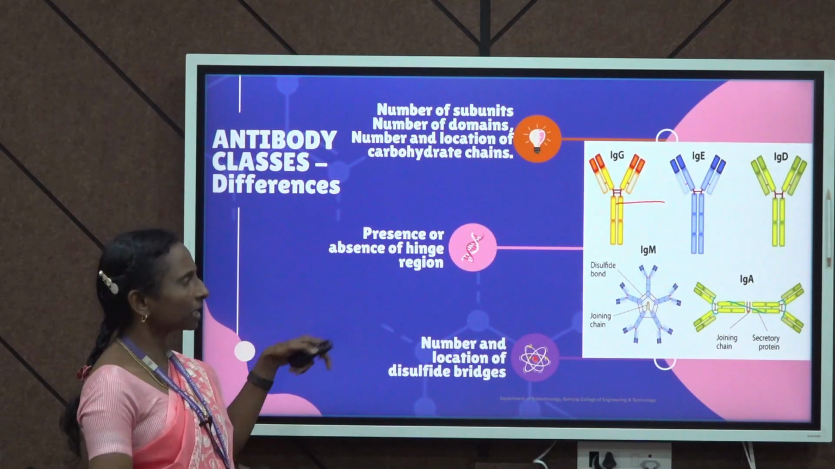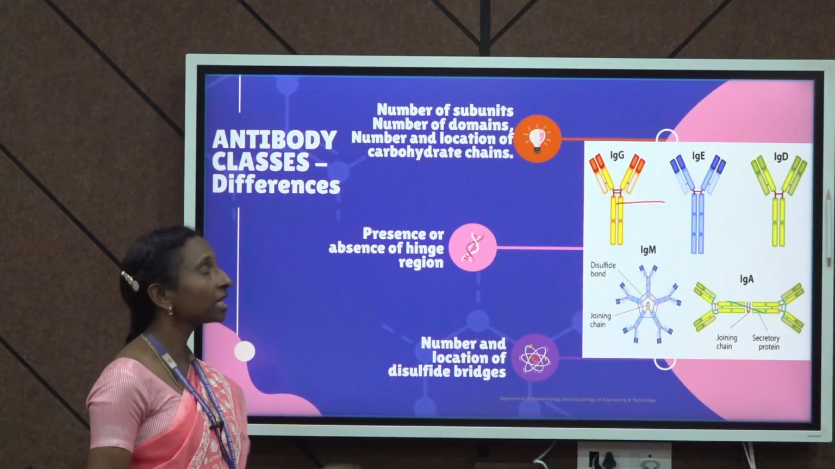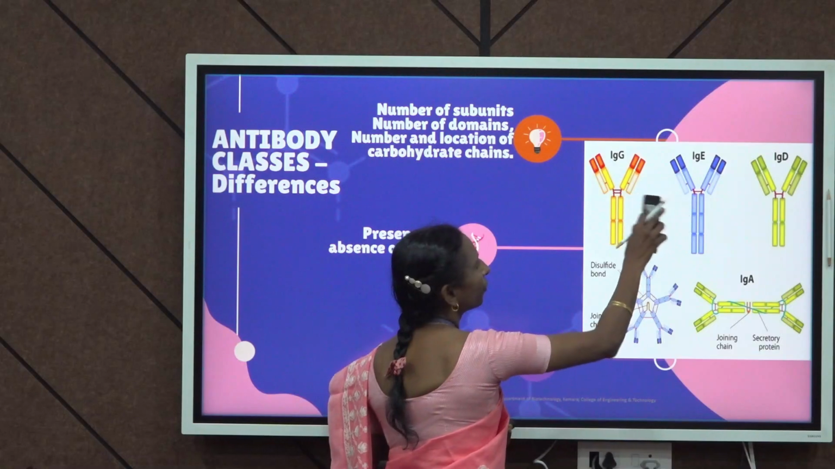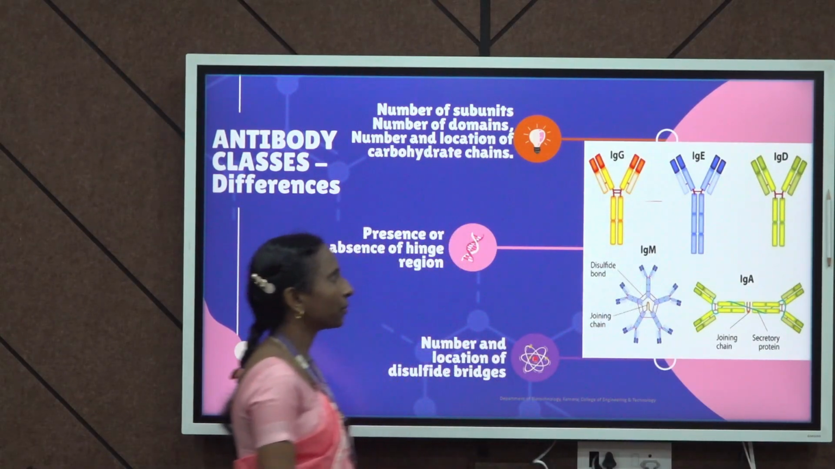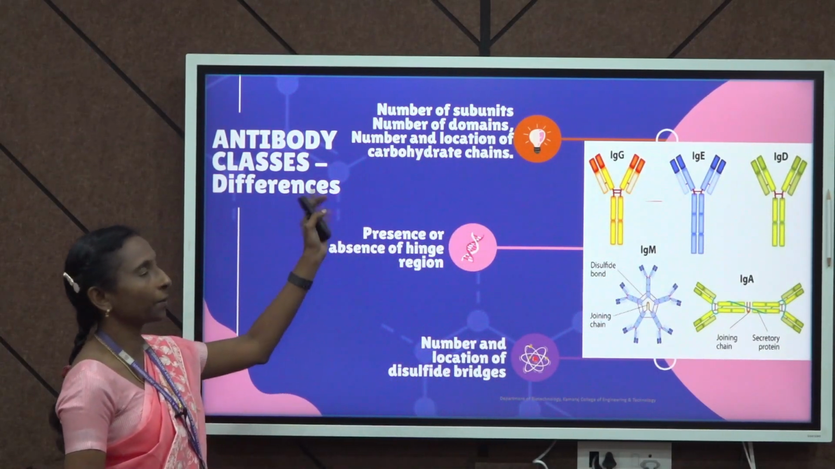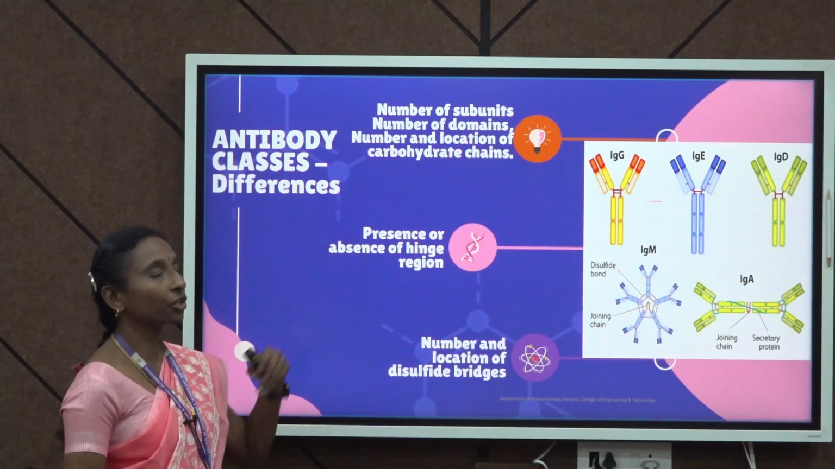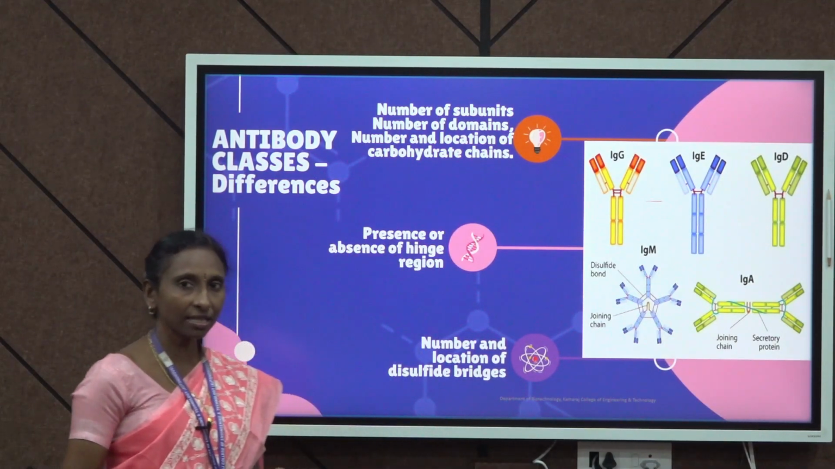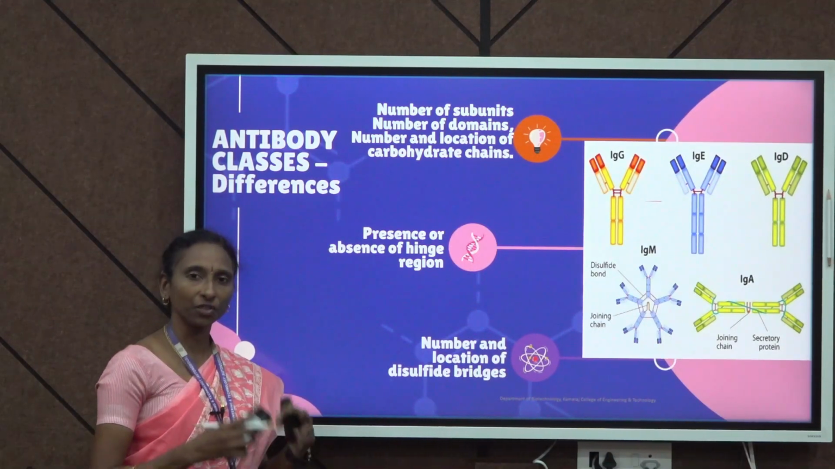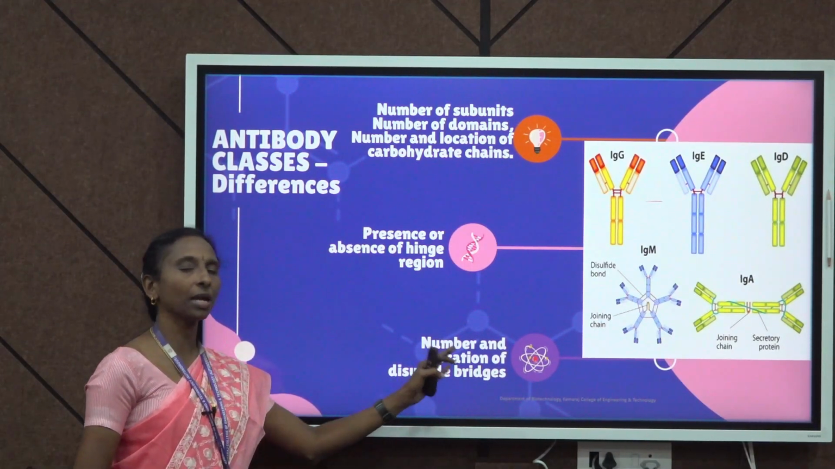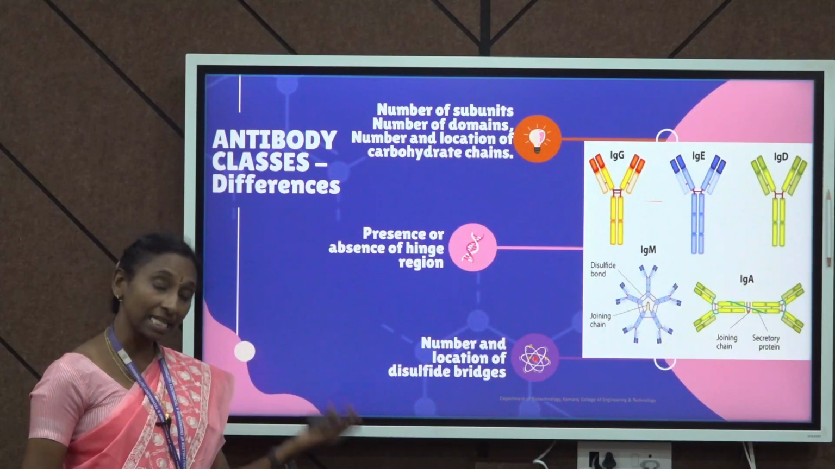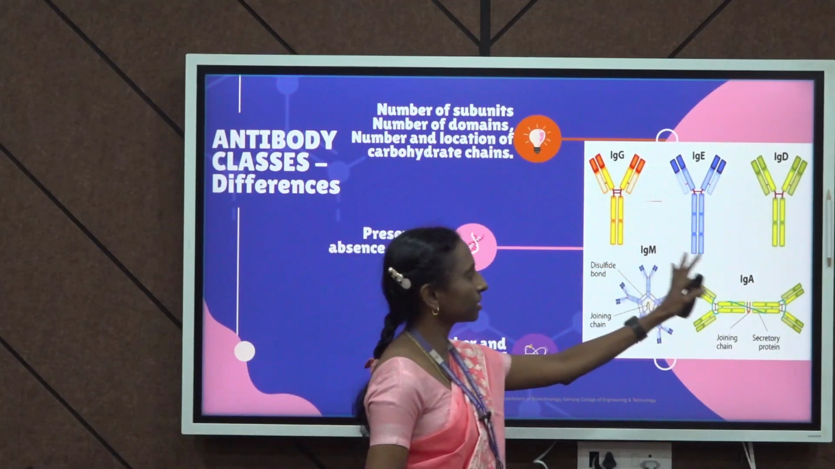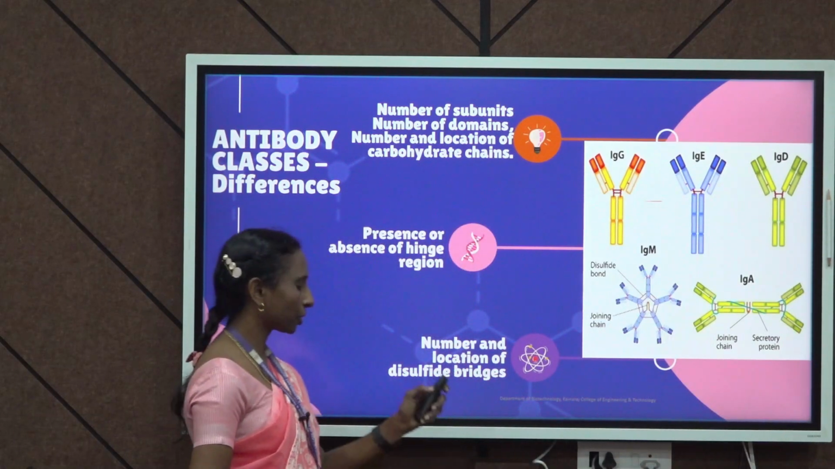So, we saw that there are 5 classes, right? What are the differences? How are they different from each other? If you look at the overall structure of any antibody, the differences lie in the number of subunits present, the number of domains present, the number and location of various carbohydrate chains, the presence or absence of the hinge region, and the number and location of different disulfide bridges. Structurally, this is how different antibodies look.